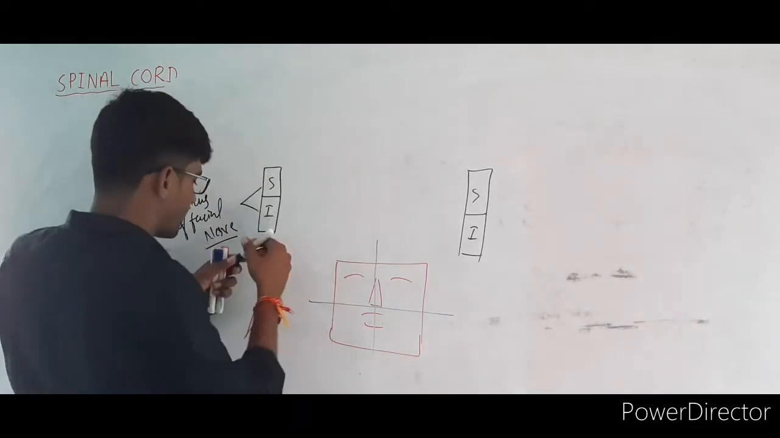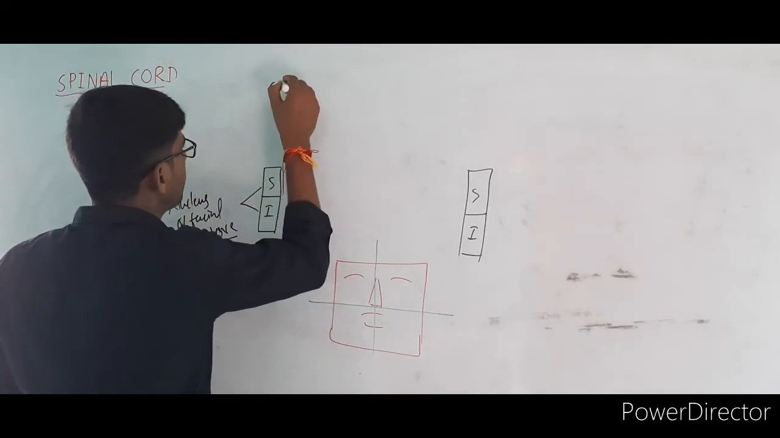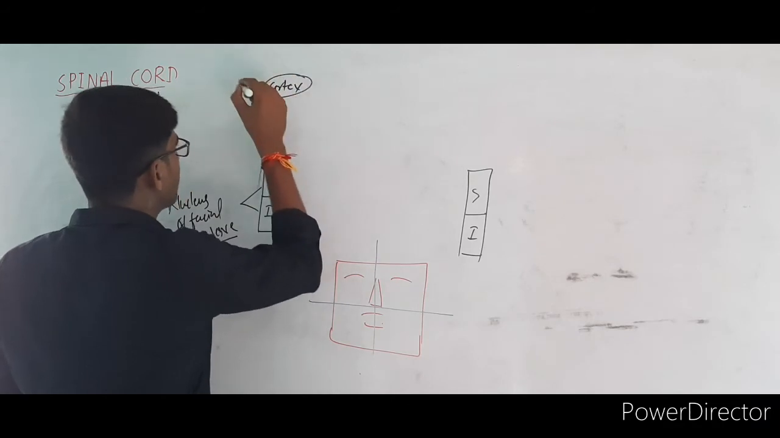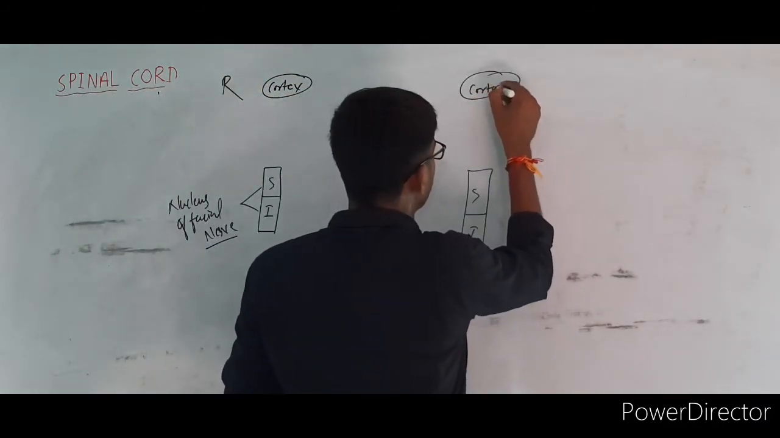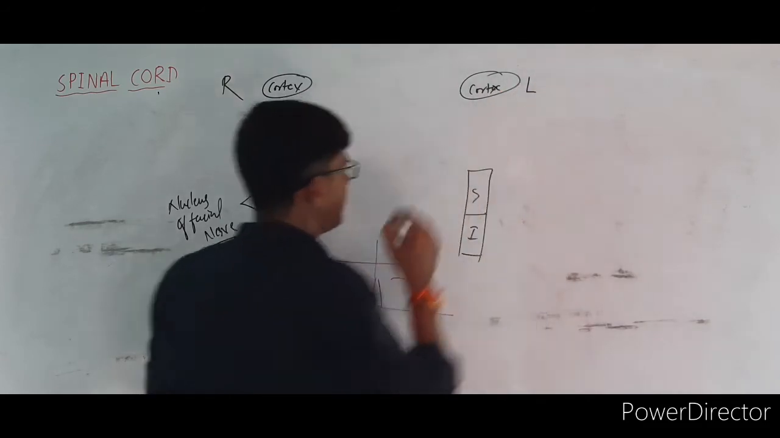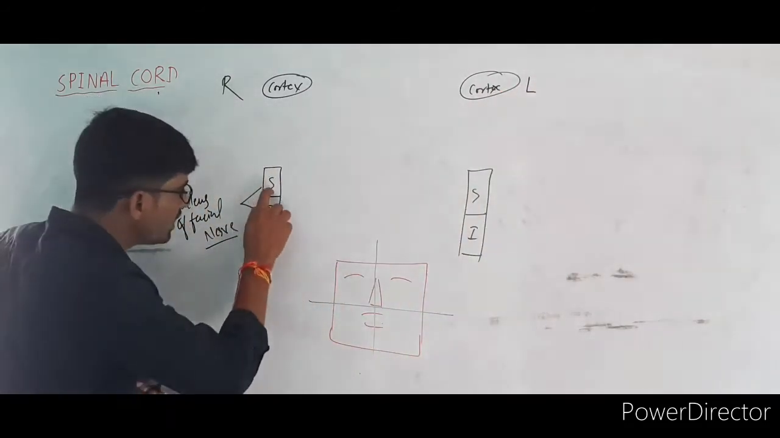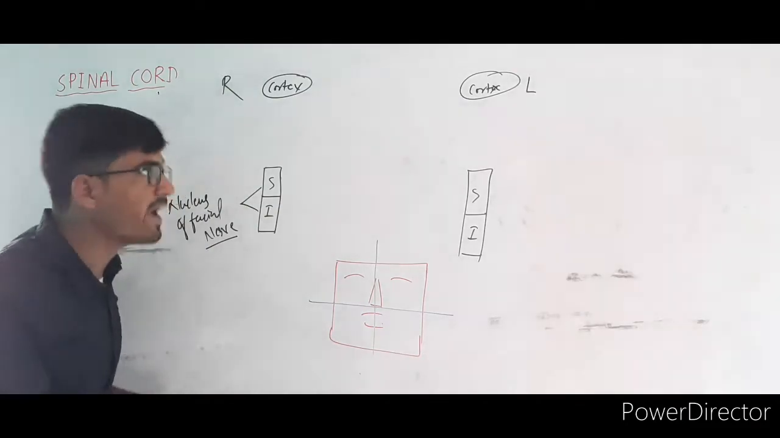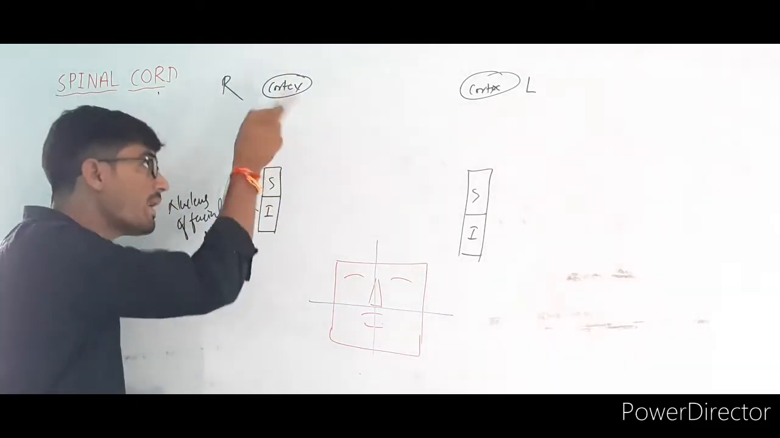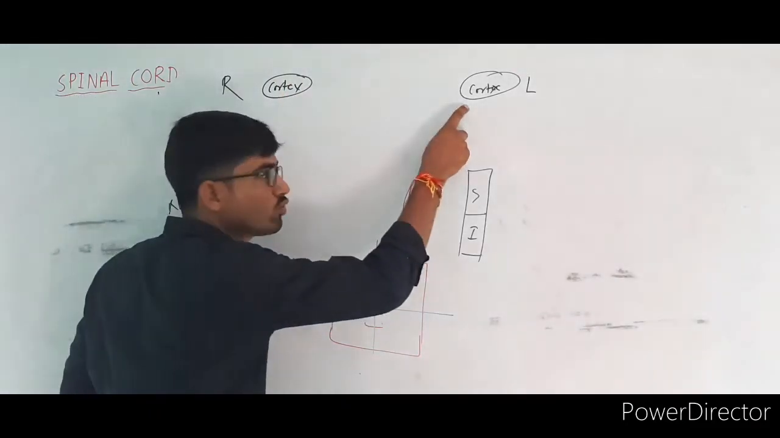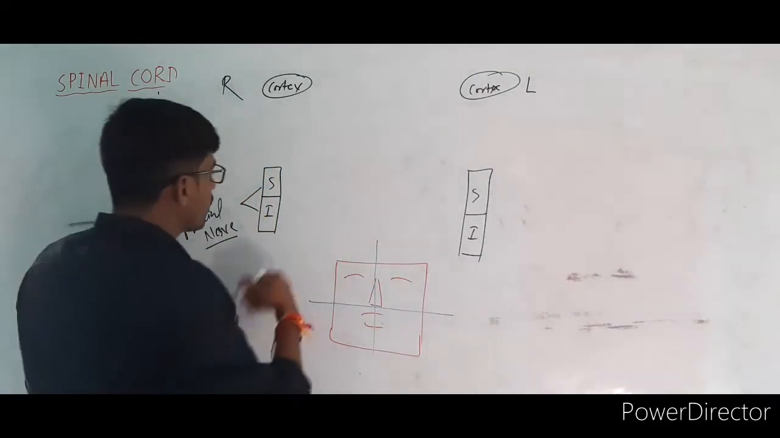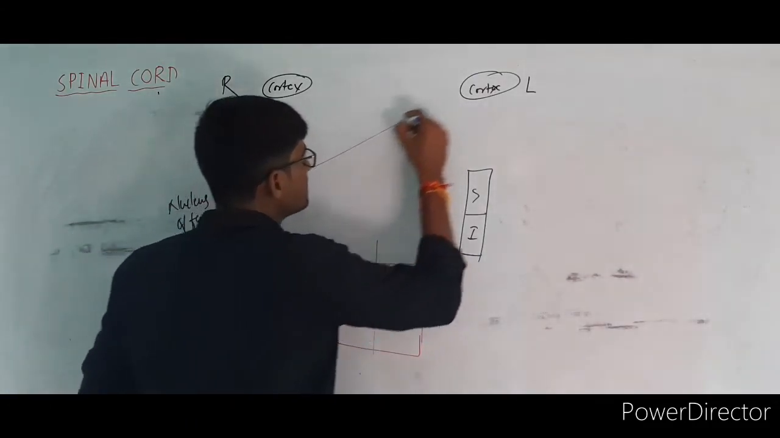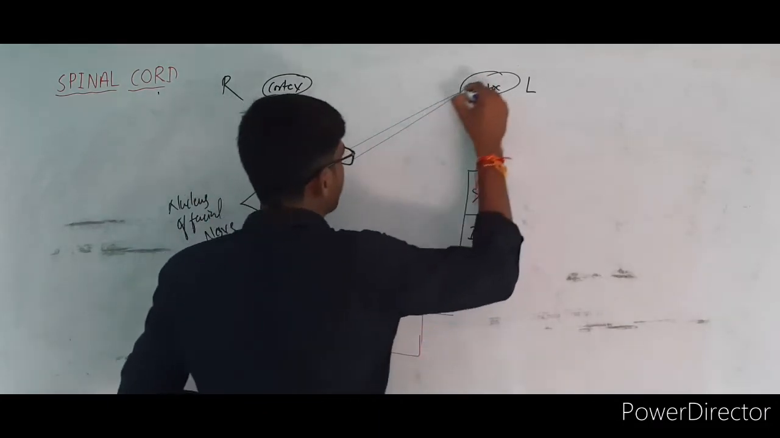So I have to draw the cortex here. Here the cortex on the right side, and here is the cortex of the left side. What I said, the nucleus of the facial nerve is controlled by the cortex, not the same side cortex, the opposite side cortex. So here, this is the right side. So control of this nucleus is done by this cortex, right?